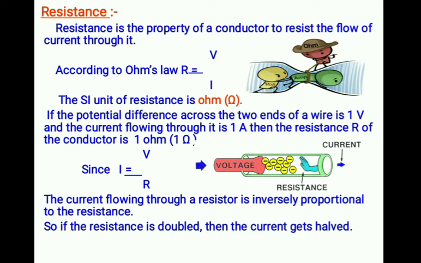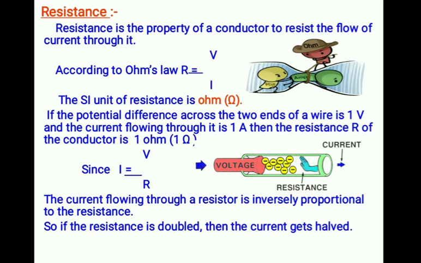Then what is resistance? Resistance is the property of a conductor which opposes the flow of charges or current through a conductor. From Ohm's law, R is equal to V divided by I, and the SI unit of resistance is ohm. The resistance of a conductor is said to be 1 ohm if a current of 1 ampere flows through it when the potential difference applied across its ends is 1 volt.